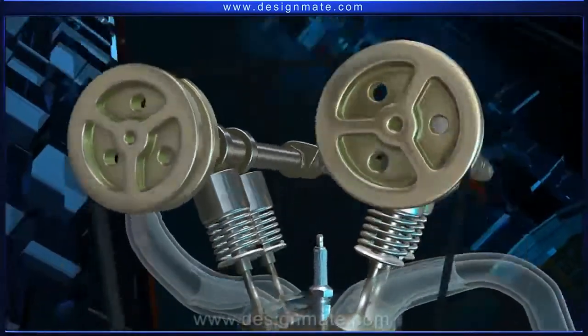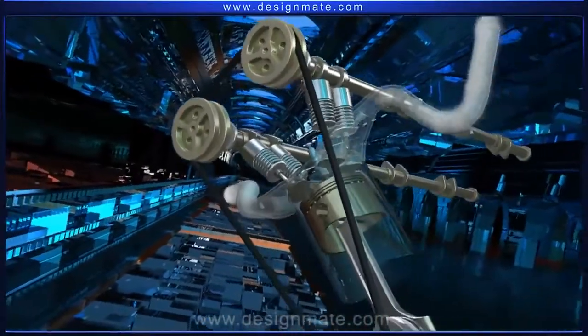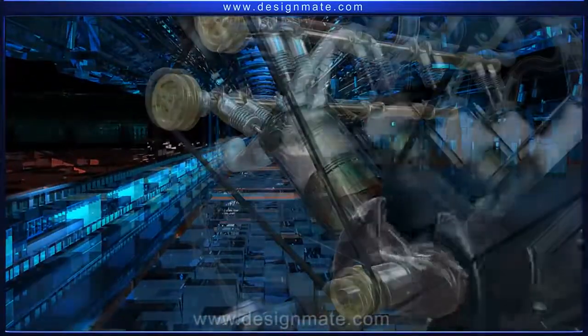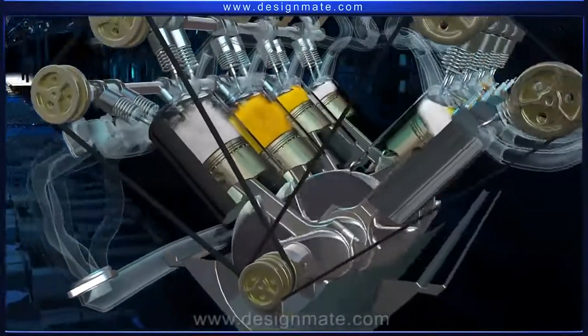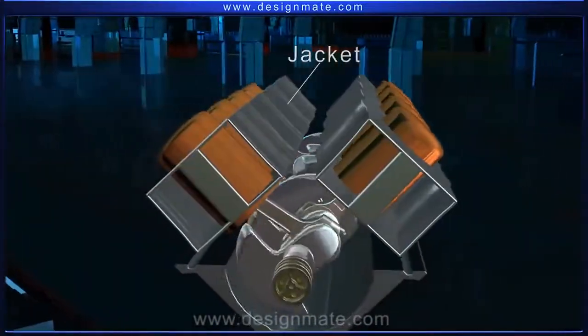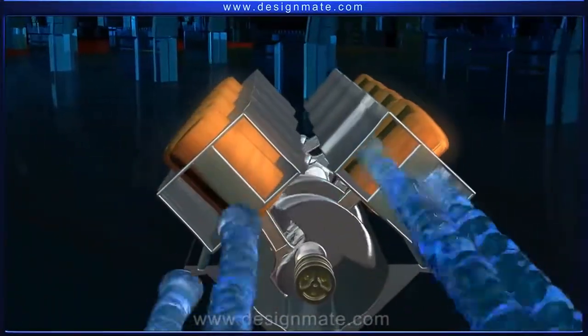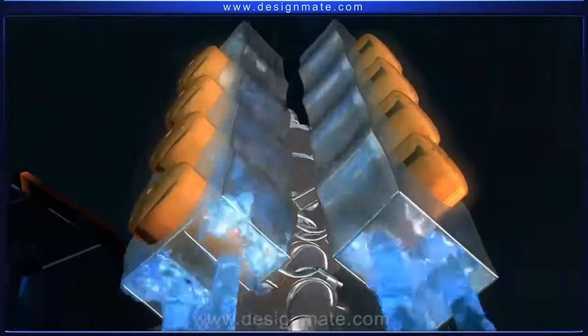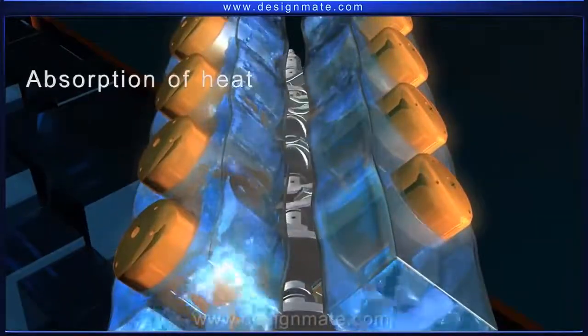Camshafts are connected by a timing chain with the crankshaft to maintain synchronization between their motions. And a jacket surrounds the cylinder bank through which cold water is continuously circulated to absorb excess heat produced during combustion.